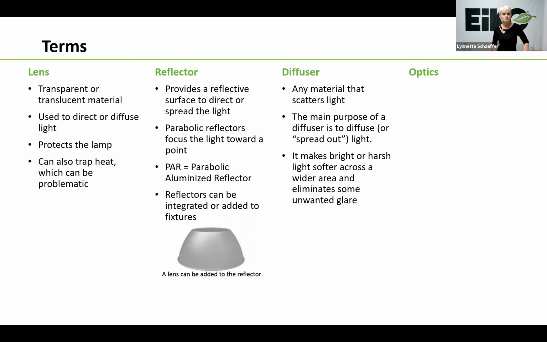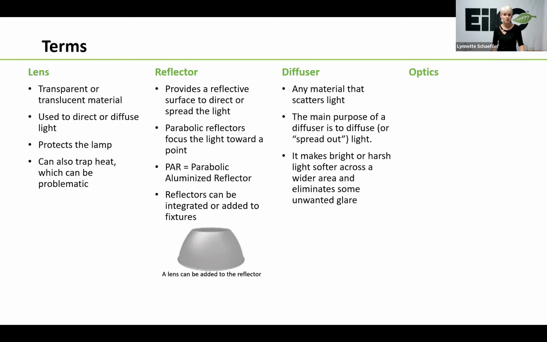All right, so let's move on to a diffuser. Now, this is any material that scatters the light, okay? It can be different types of materials that do that. The main purpose of a diffuser is to diffuse or spread out the light. It makes bright and really harsh light a little softer. And it also helps illuminate a wider area as well. It also sometimes helps with unwanted glare.